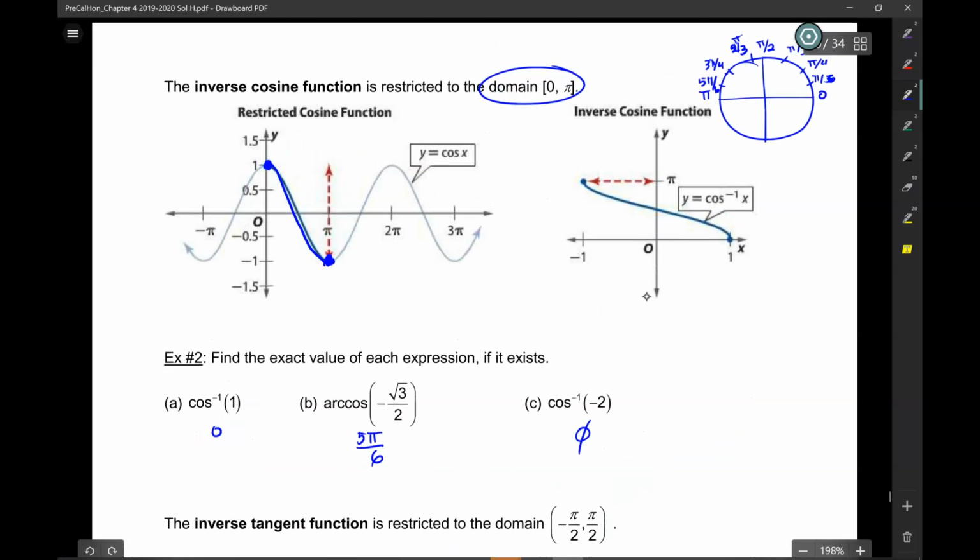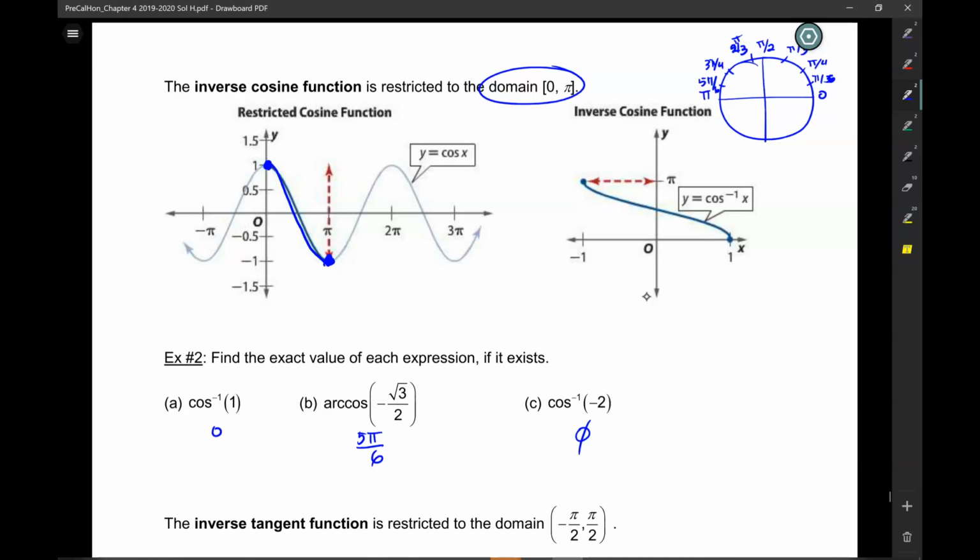So for what angle is cosine root 3 over 2? What's sine of pi over 6? 1/2. What's cosine? Root 3 over 2. So we know it's pi over 6. But we want it to be in a quadrant where cosine is negative. Cosine is negative in this quadrant. And so the corresponding angle to pi over 6 here is 5 pi over 6.